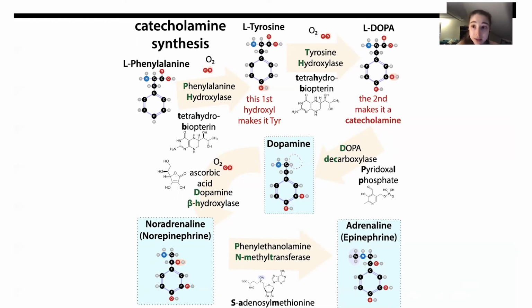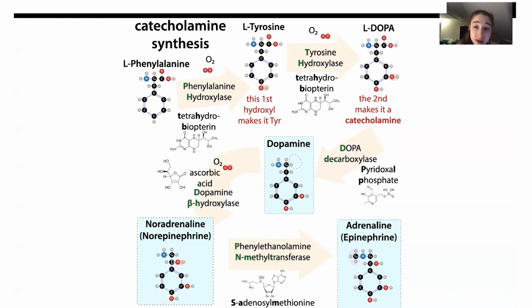But most of the cells will take things further. And the next step is going to be to hydroxylate again, add another hydroxyl group. And so they're going to do it here. And this is going to be done with the help of dopamine beta hydroxylase. And it's going to use ascorbic acid, which is vitamin C. And so it's going to hydroxylate here. And this is going to give you noradrenaline, or norepinephrine. And remember, this is going to be used extensively as a neurotransmitter, and some as a hormone.